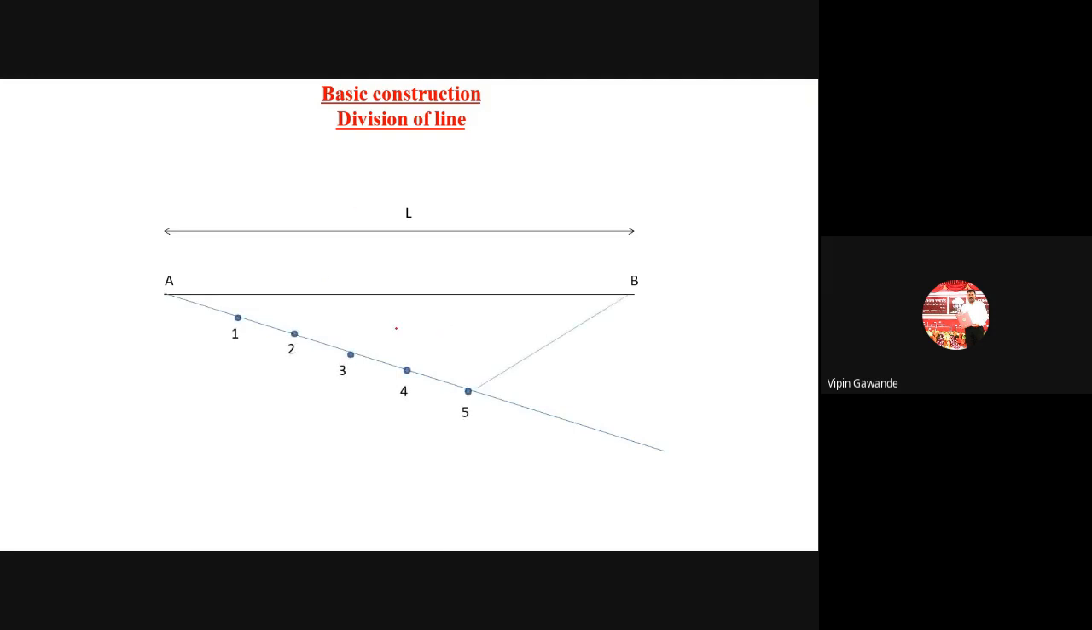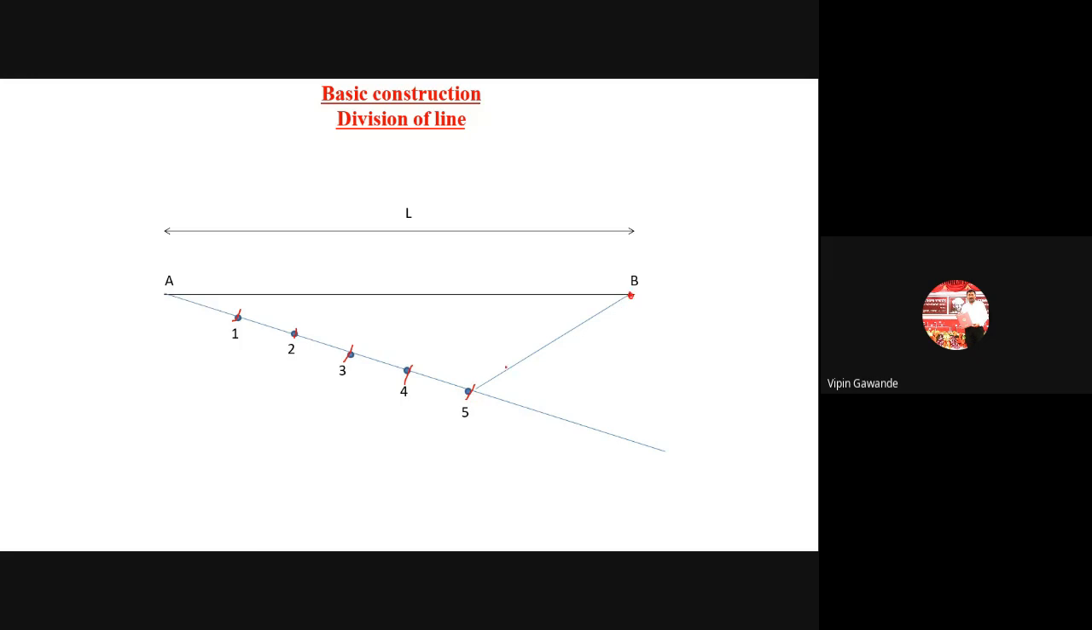So you know how to divide the line. If I have to divide this line into 5 parts, you have to take some distance in the compass. How many divisions do you want? 5. So you have to mark the divisions here using the compass. Take any distance in the compass and mark 1, 2, 3, 4, and 5. Join the last division with the end point of the line.